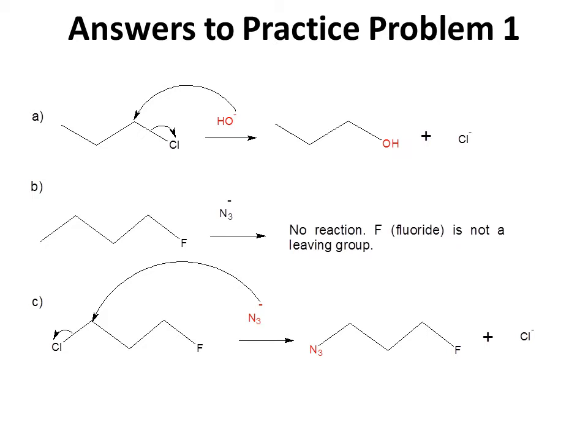In problem A, hydroxide causes inversion of configuration, displaces chloride, and you form the alcohol plus chloride. In problem B, azide is not able to displace fluoride because fluoride is not a leaving group, so there's no reaction. In problem C, you have a choice between fluoride or chloride as a leaving group, and only chloride is acceptable. So azide displaces the chloride, forming the new product plus chloride.